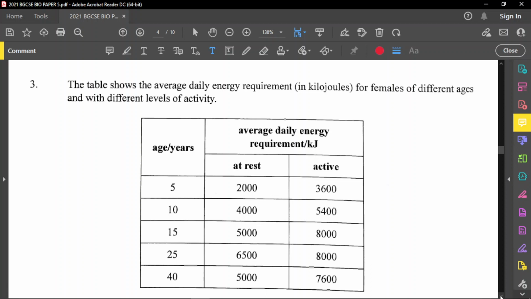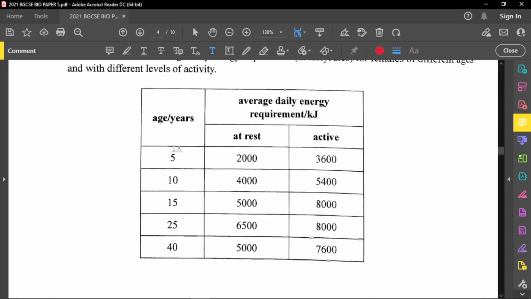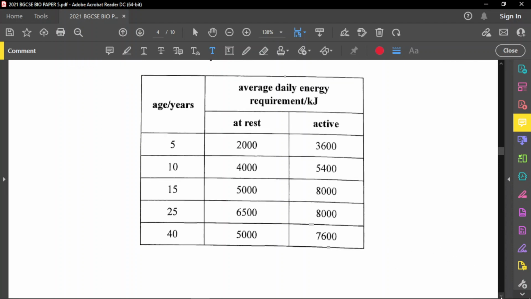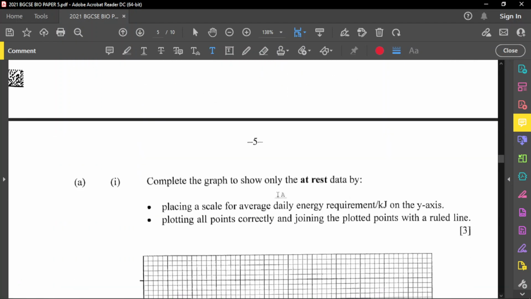So we have our chart right here. We have the age in number of years, 5 to 40. And then at rest, we have the values of the average daily energy at rest. And when they're active, we have this column right here, and notice the values. The next part of the question says complete the graph to show only at rest, not the active one, but only at rest.